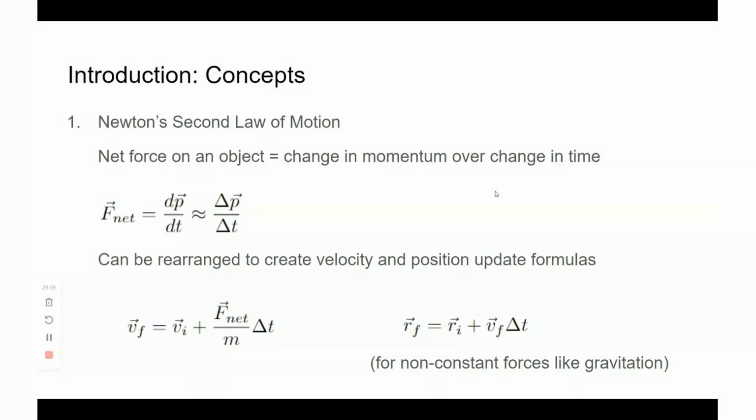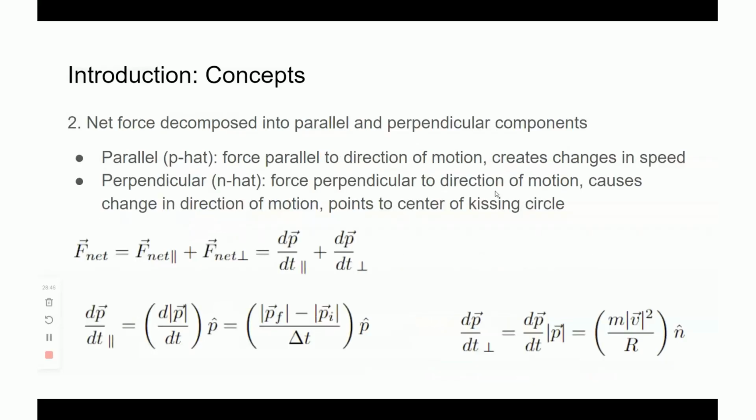So as part of the introduction, some key concepts. The first one is Newton's second law of motion, which says that the net force on an object is the change in momentum over the change in time, or dp/dt. And that can be rearranged to find our velocity and position update formulas that we know and have used in the past. Just note that because gravitation is a non-constant force, we use V final instead of V average in the position update formula.